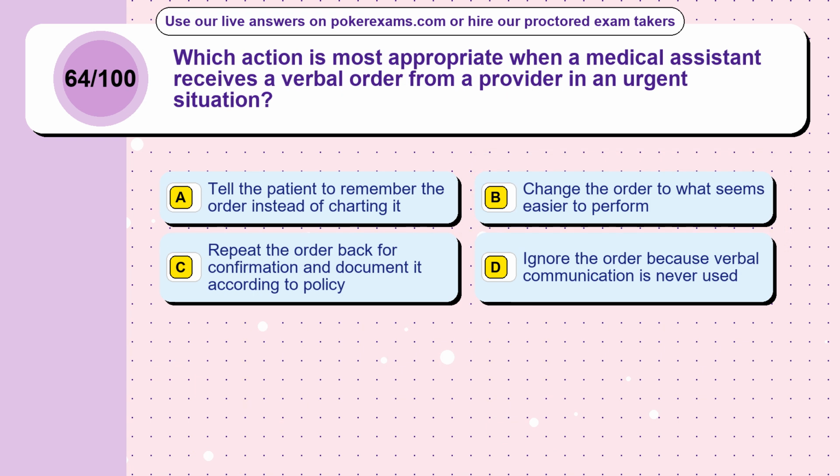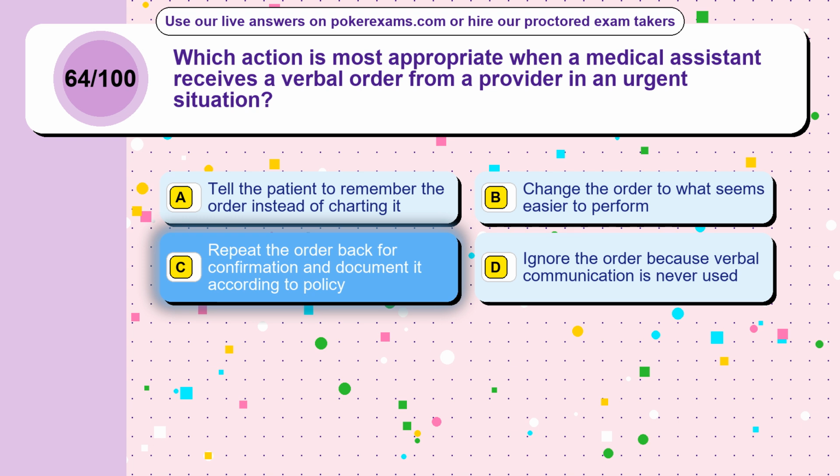Question 64. Which action is most appropriate when a medical assistant receives a verbal order from a provider in an urgent situation? Option A. Tell the patient to remember the order instead of charting it. Option B. Change the order to what seems easier to perform. Option C. Repeat the order back for confirmation and document it according to policy. Option D. Ignore the order because verbal communication is never used. The correct answer is option C. Repeat the order back for confirmation and document it according to policy.